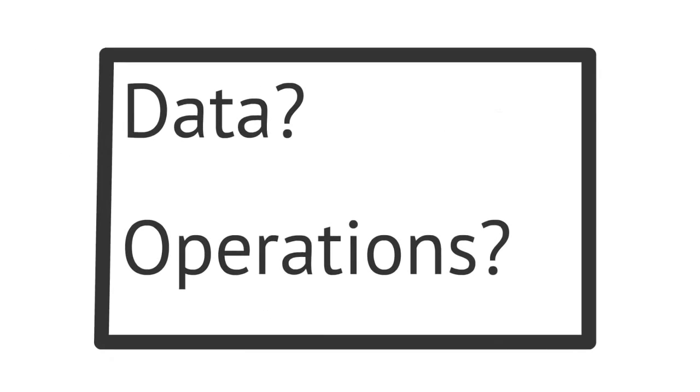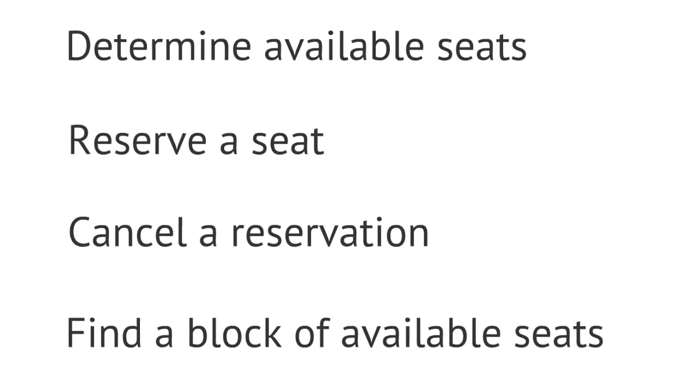The other piece is the operations. The operations associated with this reservation system may be to determine the availability of the seats, to reserve a seat, to cancel a reservation for a specific seat or maybe a set of seats, or to find a block of available seats. So if you wanted to reserve 4 or 5 adjacent seats for your whole family, or for your friends, or for your business, or whatever it may be, you could do that. These would be the associated operations.